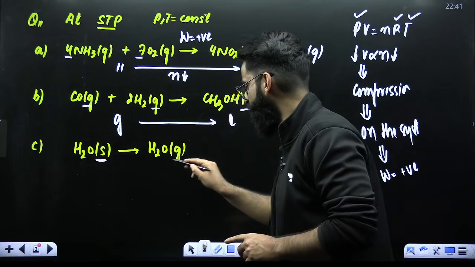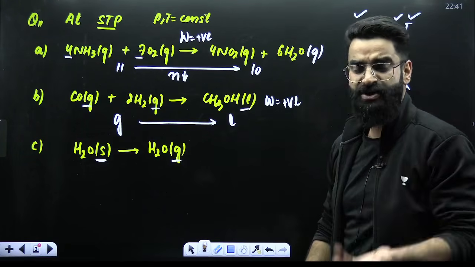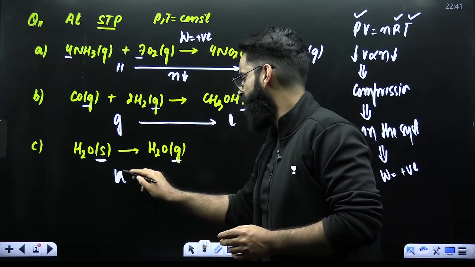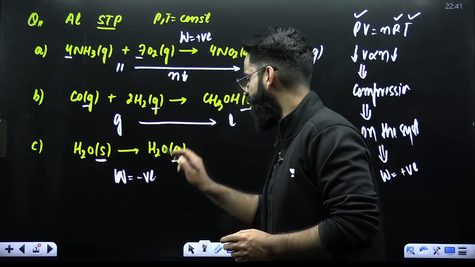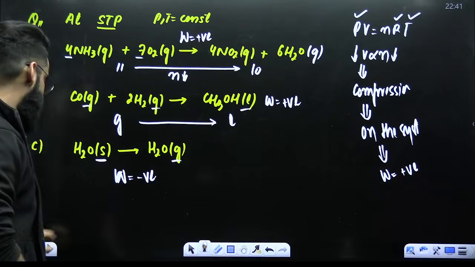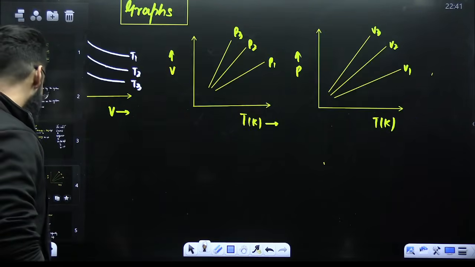Here in this particular case, solid is getting converted into gas. And when solid gets converted into gas, what happens? Expansion. Whenever there is expansion, work is done by the system and W value is taken to be negative in chemistry, right? So this is the first type of short question which is asked in your examination, my dear students.